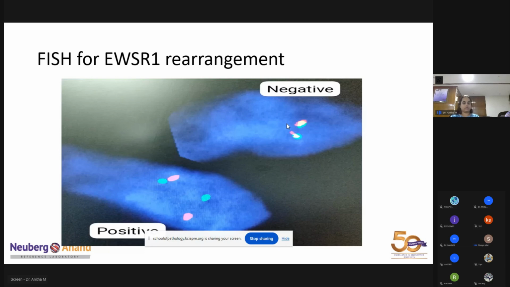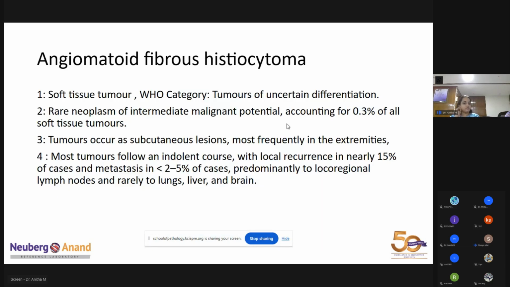Now, next coming to the spotter. Okay, angiomatoid fibrous histiocytoma, it is a rare tumor. It comes under the WHO category of tumors of uncertain differentiation. It is of intermediate malignant potential and accounts for about 0.3% of all the soft tissue tumors. It occurs as subcutaneous lesions and most commonly in the extremities. Most tumors follow an indolent course with local recurrence in nearly 15% of cases and metastasis in 2 to 5% of cases. It metastasizes predominantly locally to lymph nodes and rarely to lungs, liver, and the brain.